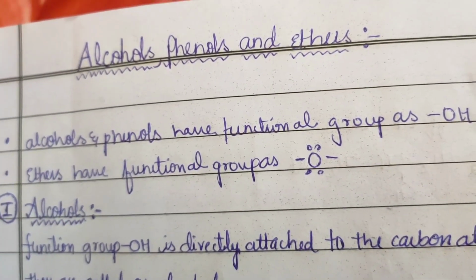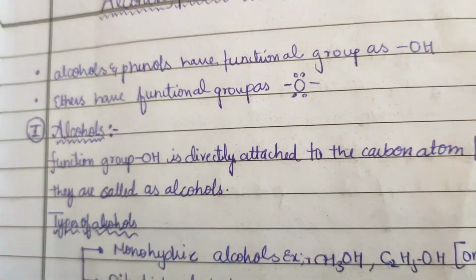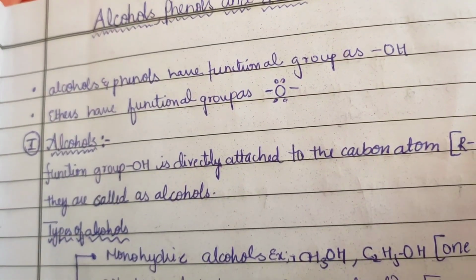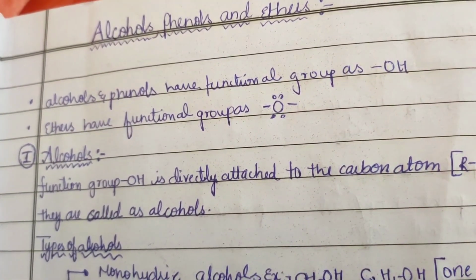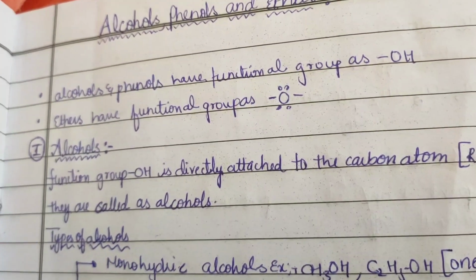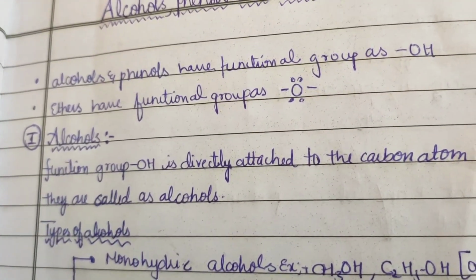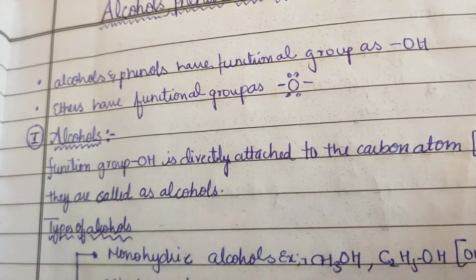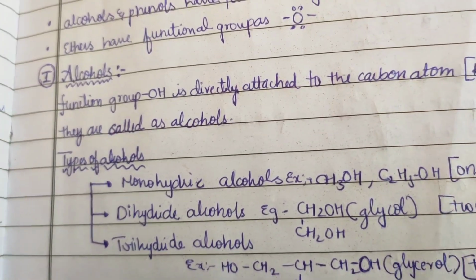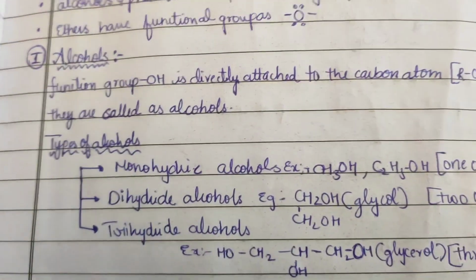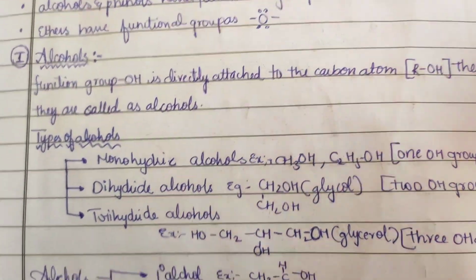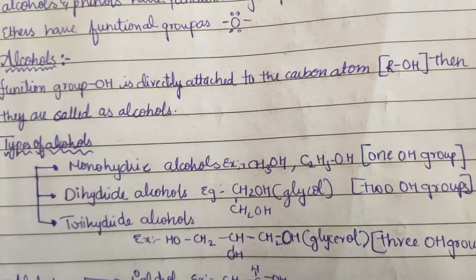Today, let us start with the lesson alcohols, phenols, and ethers. First, alcohols. Phenols have the functional group minus OH, and ethers have the functional group C-O-C. In alcohols, the functional group OH is directly attached to the carbon atom. Then they are called alcohols.